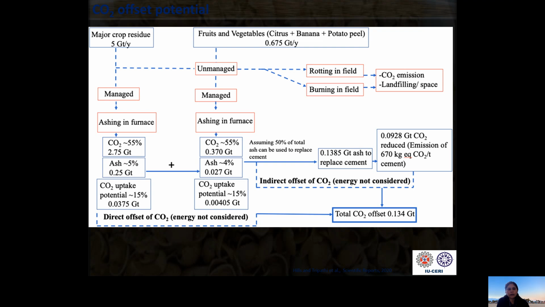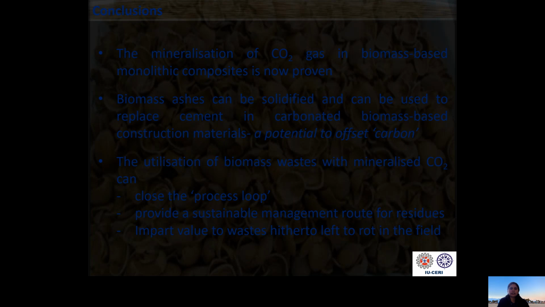Another calculation for CO2 offset, published in another journal, Scientific Reports, in 2020, showed that if we consider direct and indirect offsets, a total offset of about 0.134 gigatons of carbon dioxide is possible in about 0.675 gigatons of selected fruit and vegetable waste, where we have considered citrus, banana and potato peel only, and major crop residues of about 5 gigatons. So in total, about 5.675 gigatons of biomass waste, we can offset 0.134 gigatons of carbon dioxide. So quite significant potential and benefits can be harnessed here.